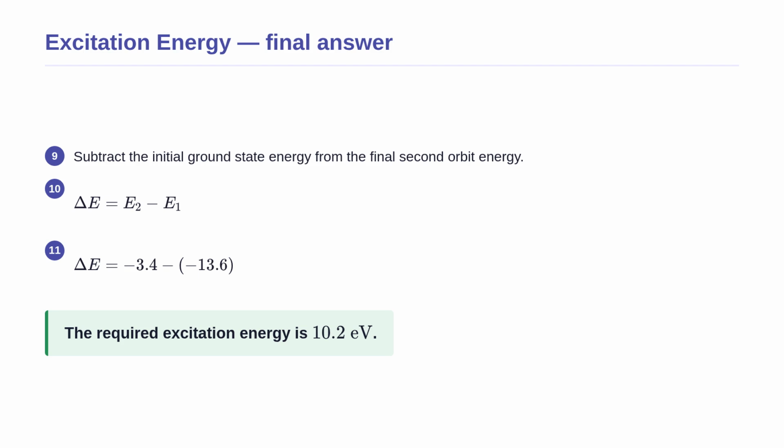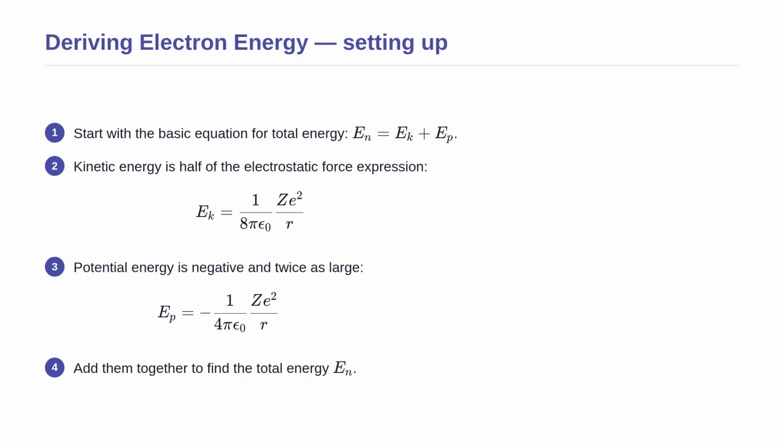Physically, this means you must hit the hydrogen atom with exactly 10.2 electron volts of energy to make the electron jump. If you provide 10.1 or 10.3, the electron will ignore it completely. So we have proven that the energy formula works in practice. This brings us to how it is derived.